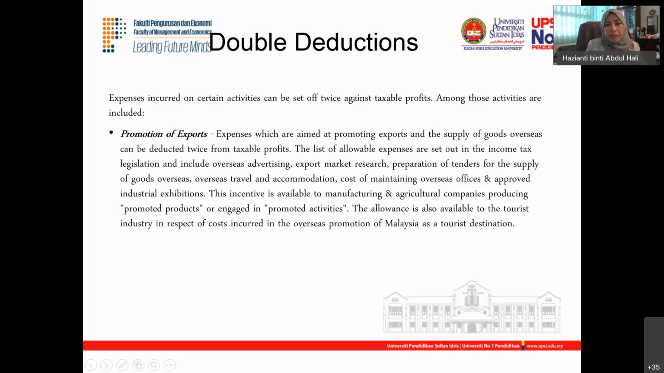So the expenses that they spend for the promotion can be set off twice. So double also. Available to manufacturing and agricultural companies producing promoted products or engaged in promoted activities. Also available to the tourist industry in respect of costs incurred in the overseas promotion of Malaysia as a tourist destination. So if you're promoting Malaysia, if you're promoting certain manufacturing and agricultural products, the company is able to set off twice, they get double deduction.